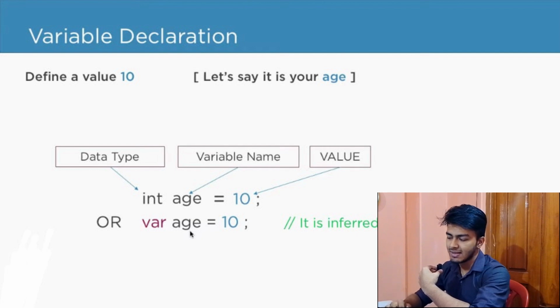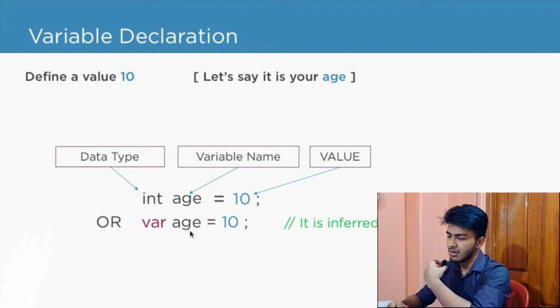Alternatively, we have another syntax in Dart. In this case, the syntax is var age equal to 10. Now you might be thinking how the compiler will know that the age variable is an integer. For that, the data type of the age variable is defined by the value assigned to it.